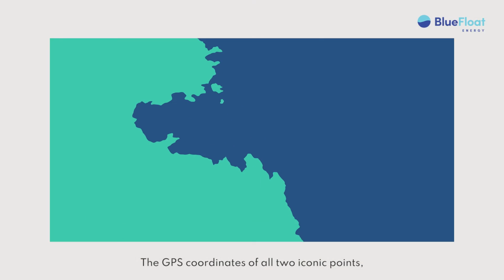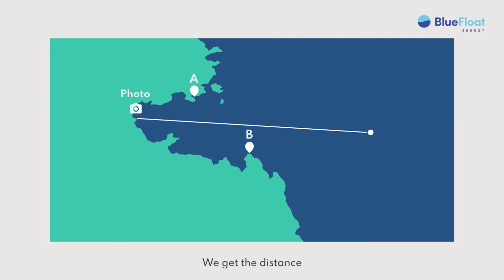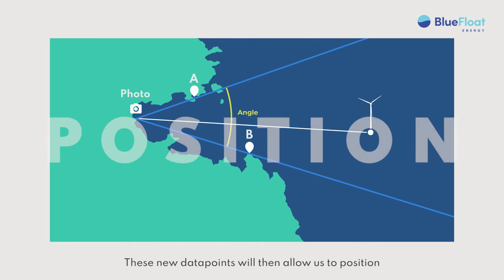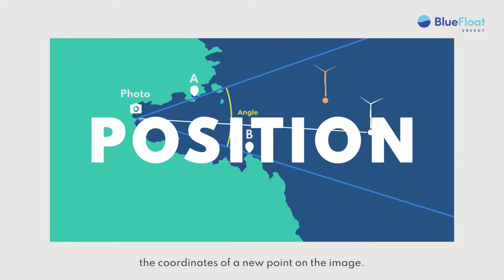The GPS coordinates of our 2 iconic points, plus the GPS coordinates of the exact position where panoramic photos were taken, yield interesting information through the use of trigonometry. We get the distance at which the floating turbine will be placed. We obtain the angle from which the floating turbine will be seen. These new data points will then allow us to position the coordinates of a new point on the image.